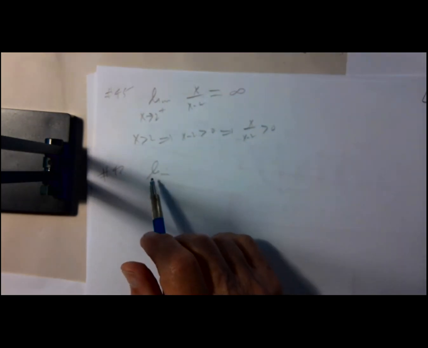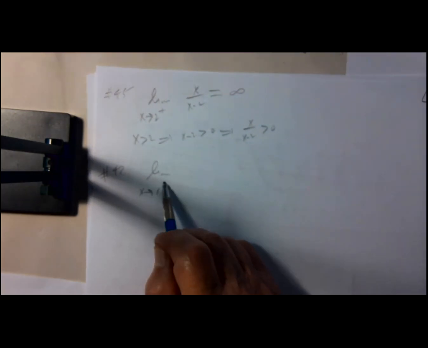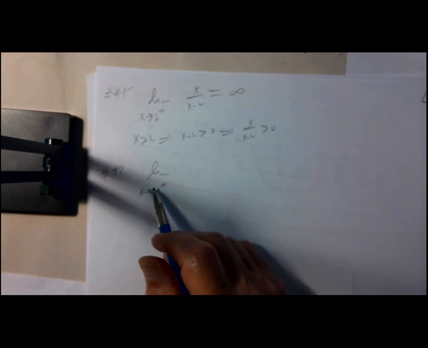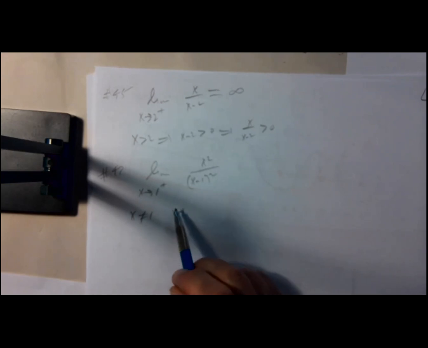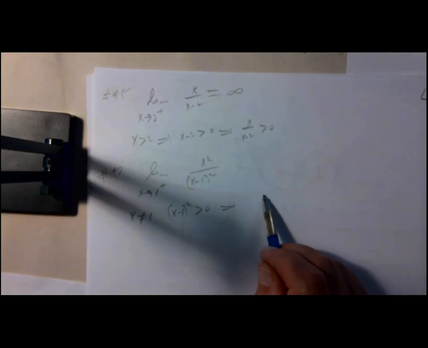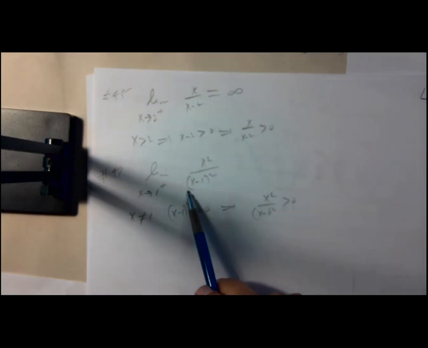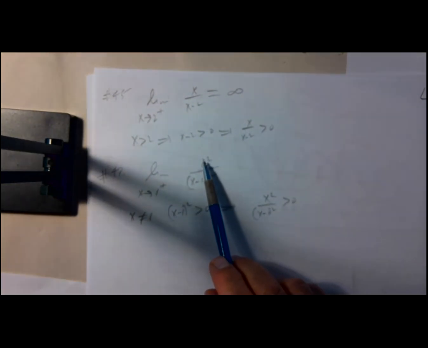Number 47, the limit as x goes to 1 from the right for the function x squared over (x minus 1) squared. And again, if x is not equal to 1, whether it's from the right or the left, (x minus 1) squared, a square, is always positive. So x squared over (x minus 1) squared is greater than 0. As x goes to 1, this is approaching like 1 over 0, which is plus infinity.